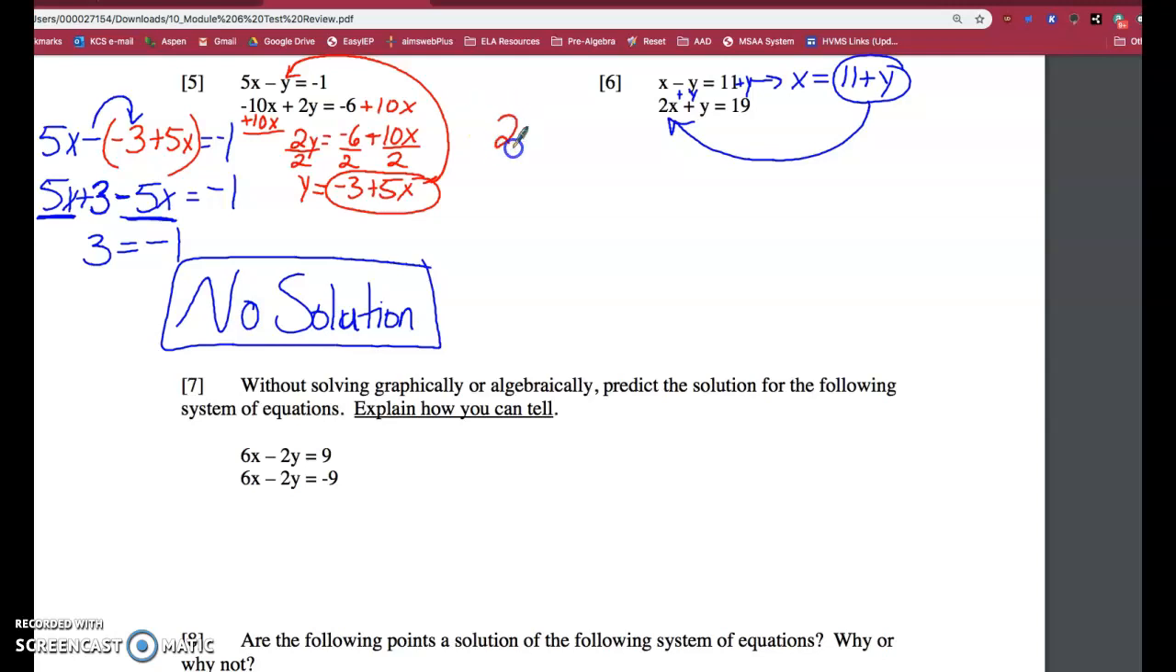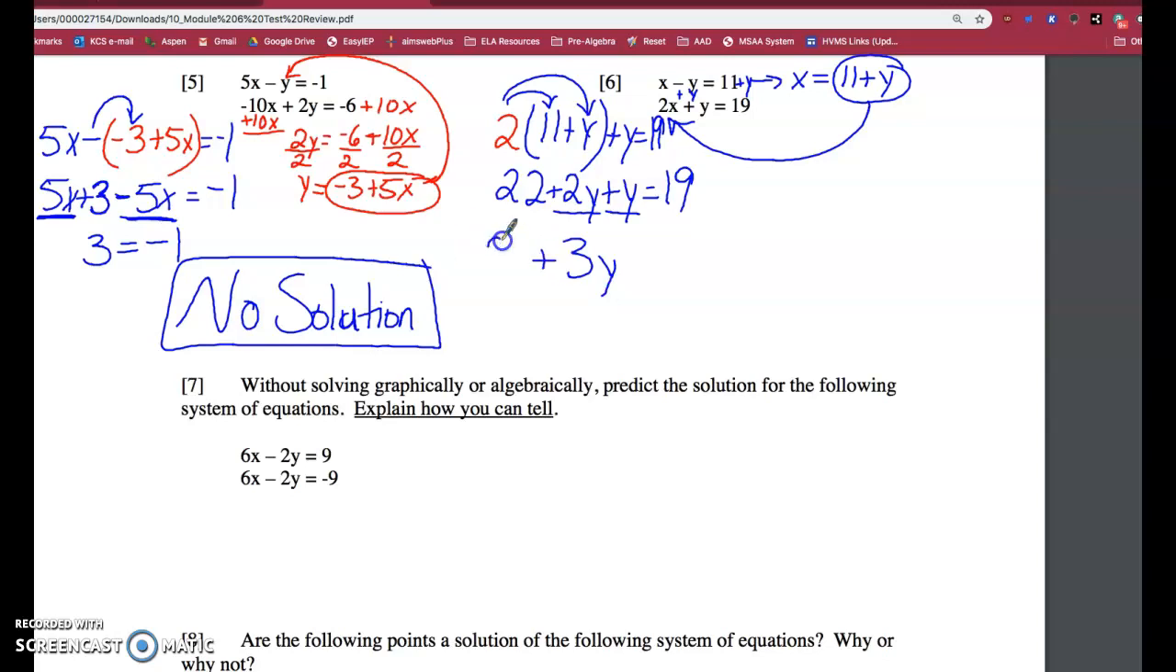So, writing our equation. 2, I'm not going to put in x. I'm going to put in 11 plus y, plus y equals 19. 2 times 11 is 22. 2 times y is 2y plus y equals 19. Combining like terms, we have 3y.